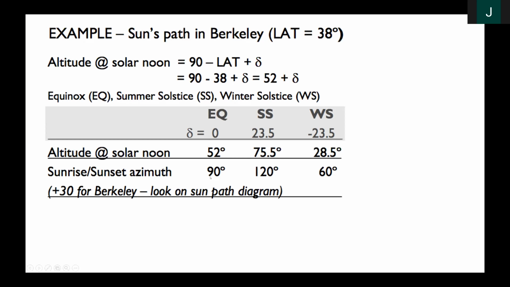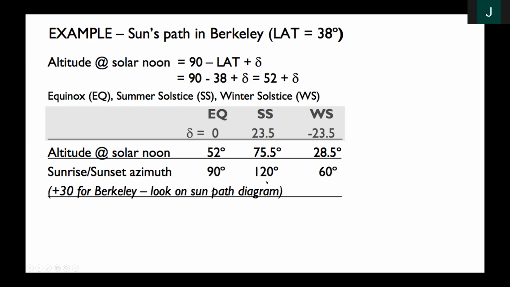So sunrise, sunset, azimuth is something that you would get from the sun path diagram. We're not going to calculate it here because, as I mentioned, that's a slightly more complicated calculation to do. So generally speaking, you will just be pulling that off of the sun path diagram. It's always going to be 90 degrees on the equinox anywhere in the world. It's these other two numbers.